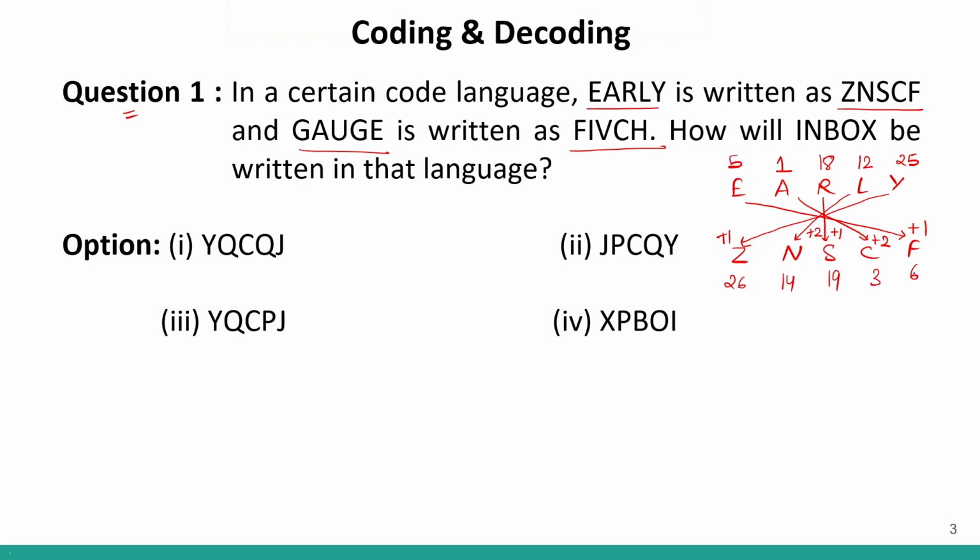So from 5 we went to 6. From 1 we went to 3. From 18 we went to 19, from 12 we went to 14, and from 25 we went to 26.